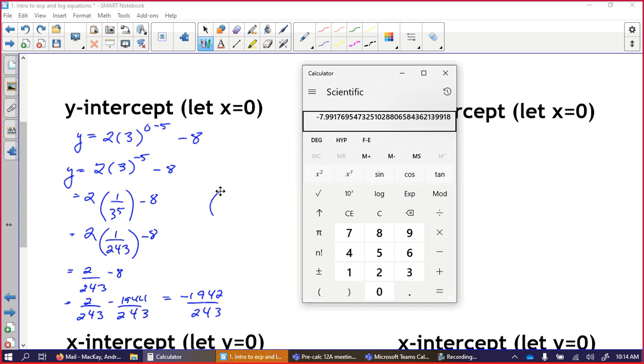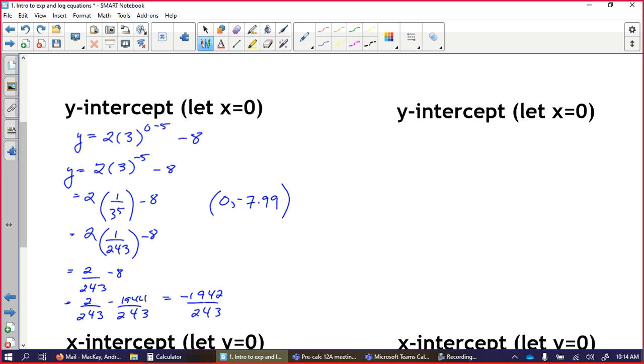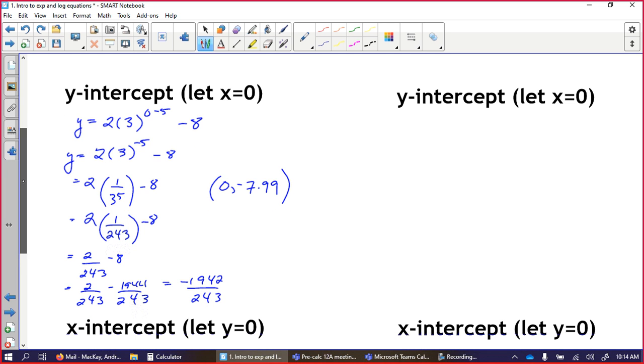We have a y-intercept of 0 and negative 7.99. If you want to be particular, you can do that. This is another way to graph some of these, because if you have your x and your y-intercept and you know where your asymptotes are, you can plot these.